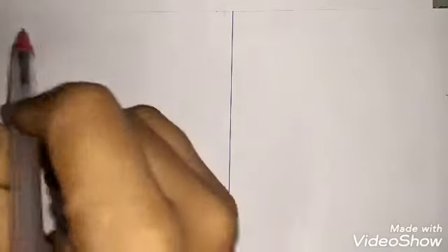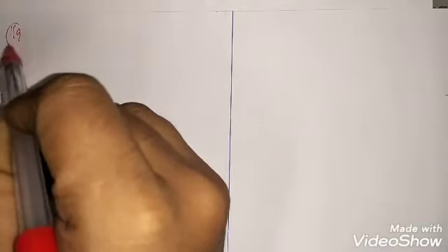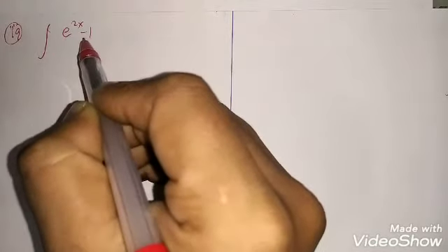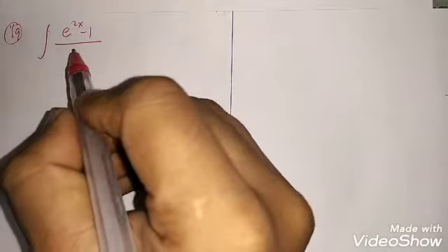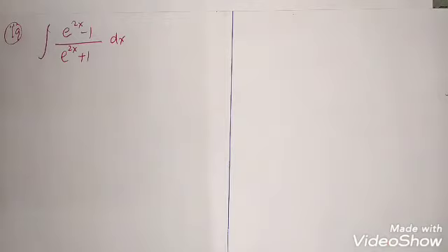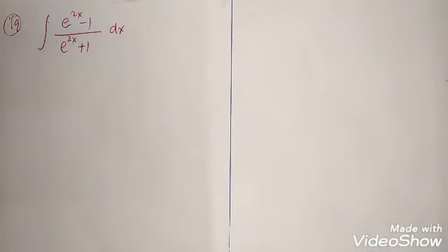Then next, question number 19th, I am doing for you. Question number 19th I am doing by myself. See what question number 19 says: integration of e to the power 2x minus 1 upon e to the power 2x plus 1 dx. This is your integrand. You have to solve this. Okay, we are trying to solve it. You have to pause the video for a while, then see how to solve.